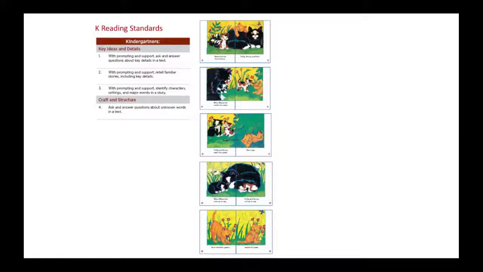All right, and then in terms of IEP goals, etc., we can use the Common Core standards. They're great in terms of giving us grade appropriate level ideas. So this is a kindergarten one: with prompting and support, ask and answer questions, retell a familiar story, including key details, and with prompt and support, identify characters and setting and major events in the story, and ask about unknown words in the text.